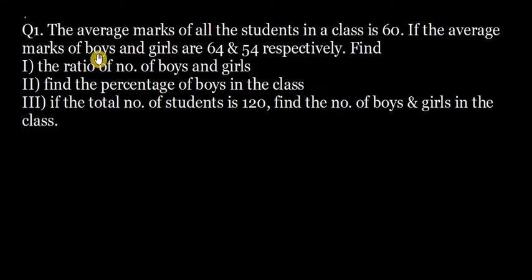Lecture 8, average marks of students in a class. Example question 11: the average marks of all the students in the class is 60. If the average marks of the boys and girls are 64 and 54 respectively, find the ratio of number of boys and girls, find the percentage of boys in the class, and if the total number of students is 120, find the number of boys and girls in the class.